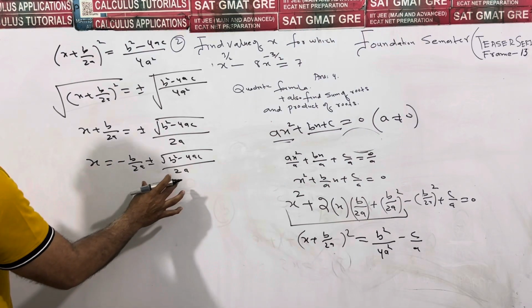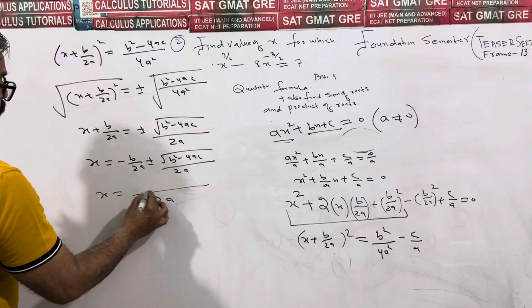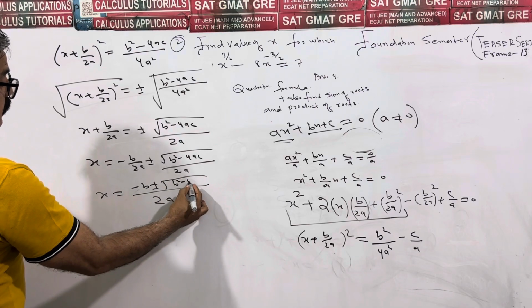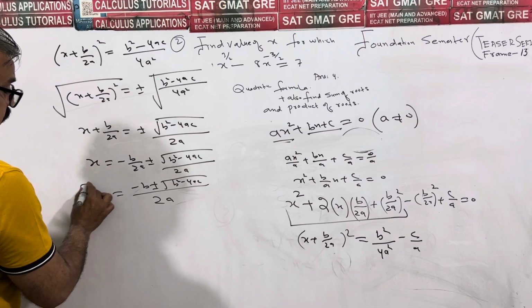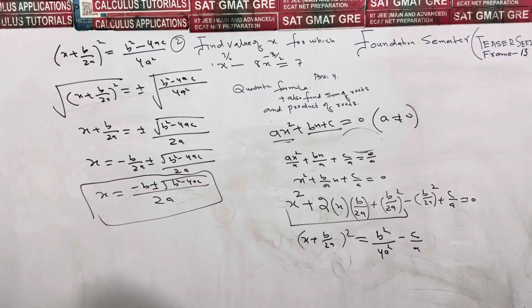Okay, cool. Denominators are identical, so write them one time, no transition in the numerators: x equals minus b plus minus root b squared minus 4ac over 2a. That's our required quadratic formula.